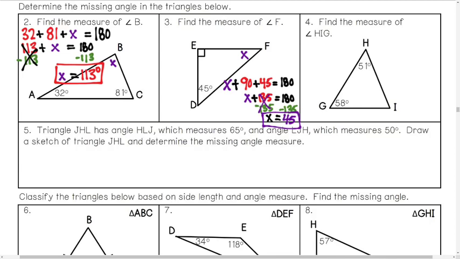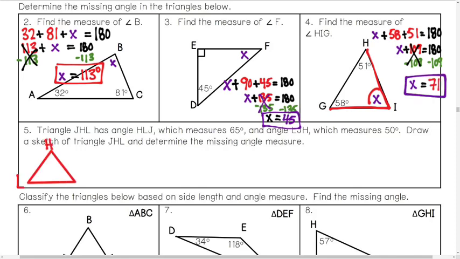The last one here, we're going to find the measure of angle HIG. So we have angle HIG. This angle right here, we're missing it. We want to know what it is. So I go ahead and put the information there and say, okay, x, and there's 3 separate angles now. So I can go ahead and add those 3 together to get 180. And then I would combine like terms to get x plus 109 equals 180. I then subtract 109 from both sides, and I get x equals 71.